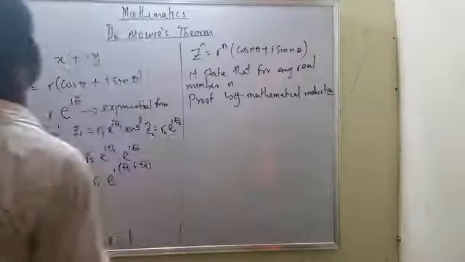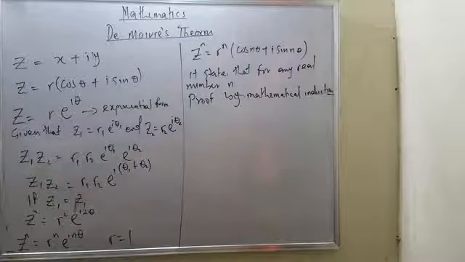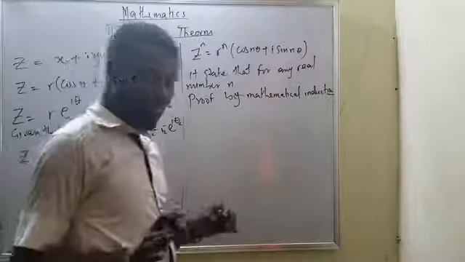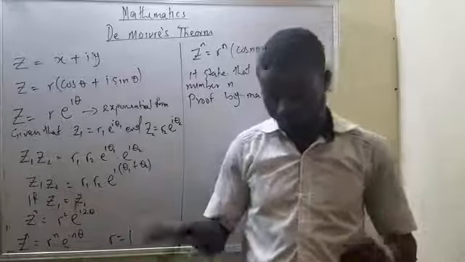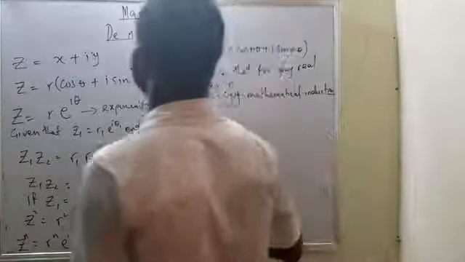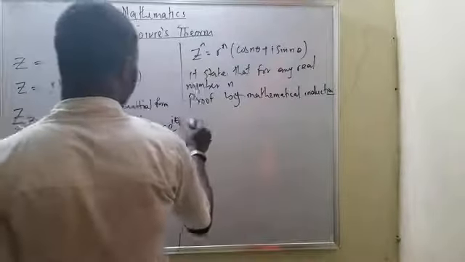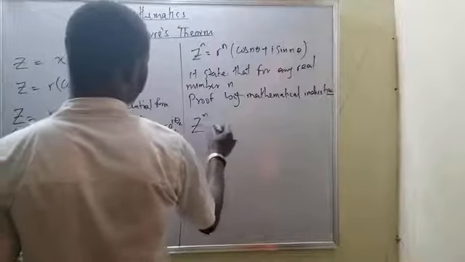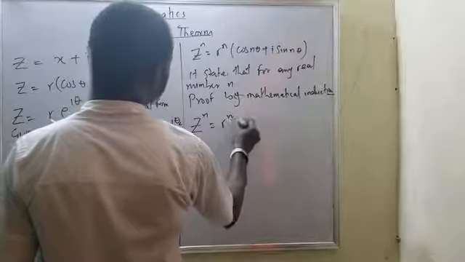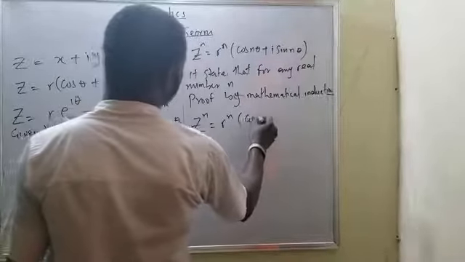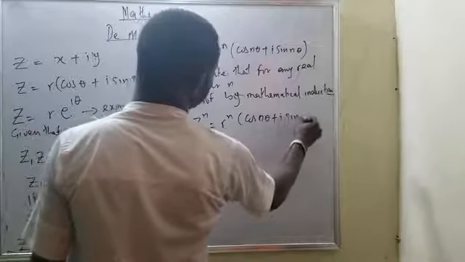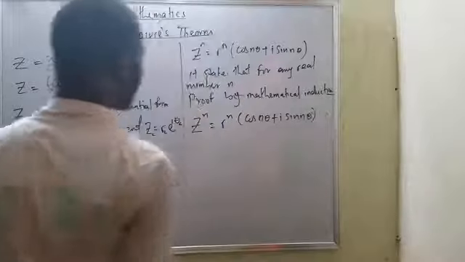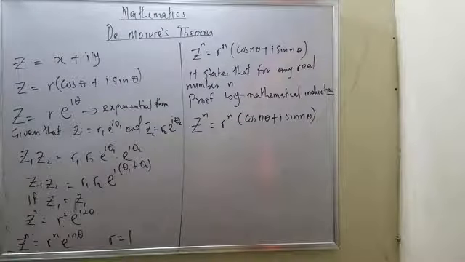Now, mathematical induction. How do I go about mathematical induction? It's a very simple part of mathematics. If you do not understand it, go and view our previous video. Now, it means if I go on mathematical induction, my z equals r^n (cos nθ + i sin nθ).